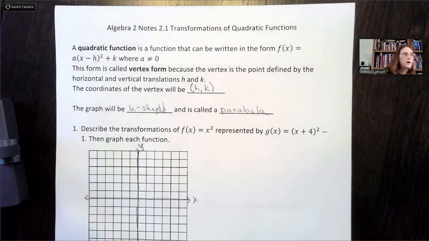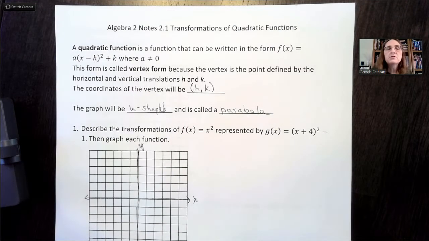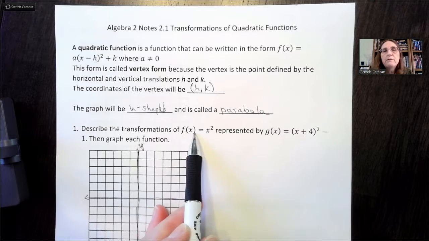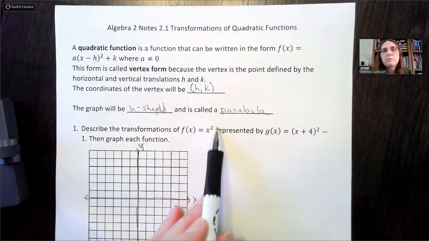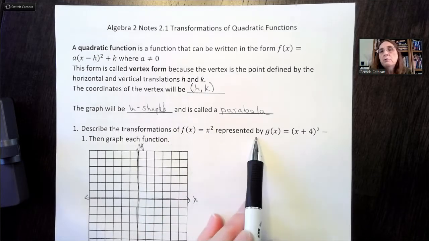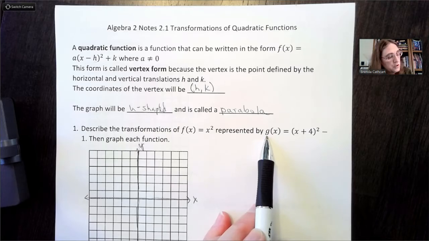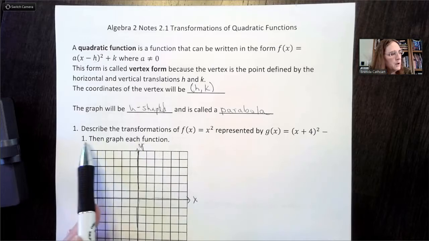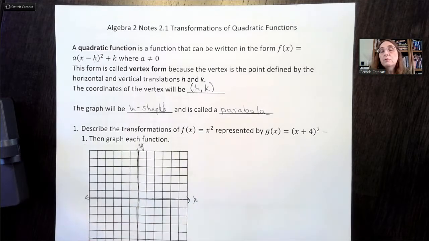Okay, so let's jump right into some transformations of f(x) = x². We want to describe the transformations of the graph of f(x) = x². This is our parent function. That's going to be represented by the function g(x) = (x + 4)² - 1. And then we want to graph each of those functions.